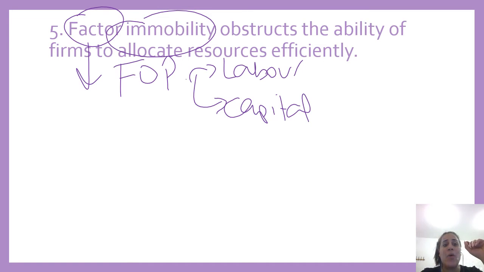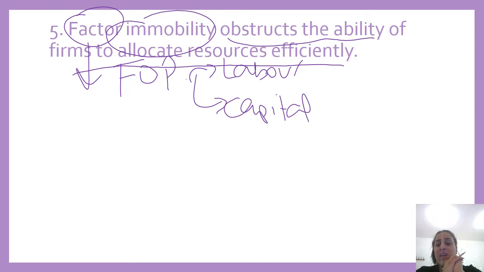Okay? Now, factor immobility is a cause of market failure because it stops the economic system from allocating the resources in the most efficient way. All right? So what do I mean? What do I mean by obstructs the ability of firms to allocate their resources efficiently? They would not do that because they're not using their resources to the fullest. They will only use whatever is cheaper for them as a cost of production.